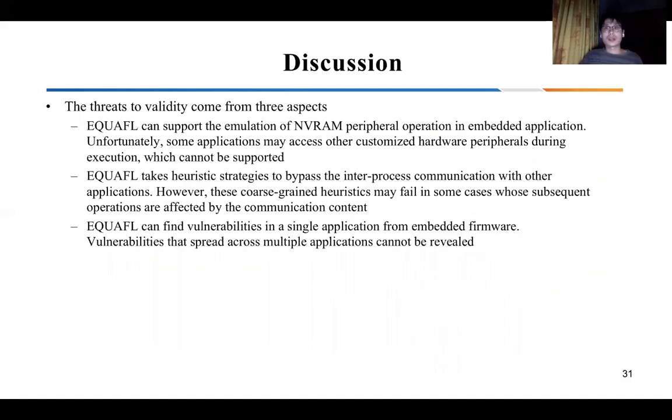So our system still has 3 limitations. The first is that our system currently only supports the emulation hardware, and other customized hardware cannot be supported currently. And our system will have some issues when dealing with some inter-process communications. And the third limitation is that our system can only find vulnerabilities in a single application from embedded firmware. And the vulnerabilities that are spread across multiple applications cannot be revealed for now.